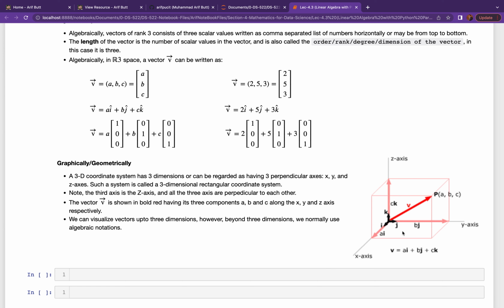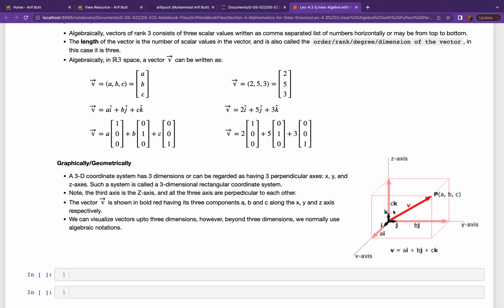And let's understand this using this 3D Cartesian coordinate system as shown in this figure, represented by a cube. You can see this is the x-axis, this is the y-axis, and this is the new axis, the z-axis, and all these three axes are perpendicular to each other. This vector v is shown in bold red, having the three components A, B, and C along the x, y, and z axes respectively.